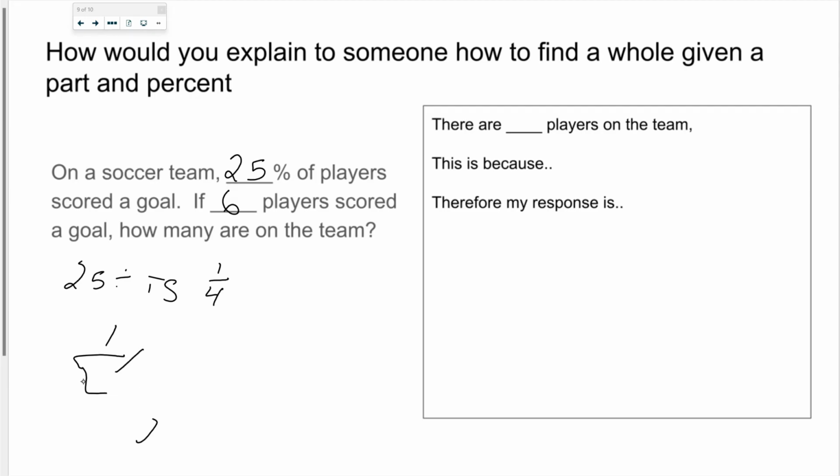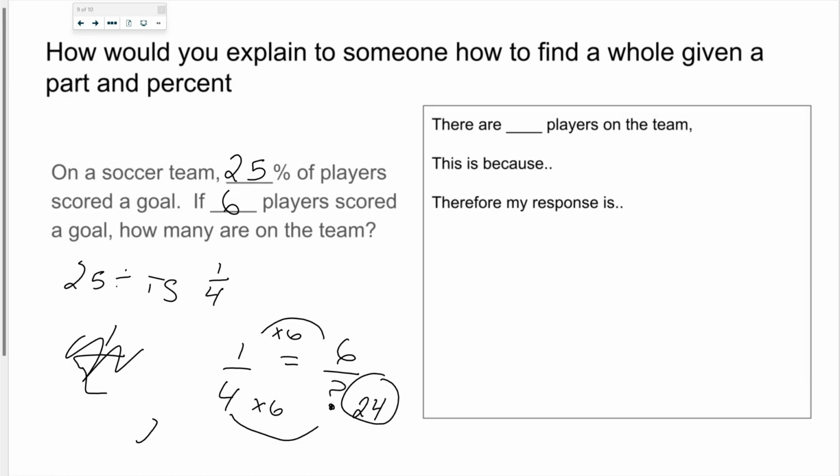Sorry about that. This drawing tool, again, is not working with me well. 1 out of 4 is 6 out of something. We put the 6 players on top because those are only the ones that scored. We want to find the total number of players. So how do we go from 1 to 6? That's right, we multiply by 6. 4 times 6 is 24 players. So there are 24 players on the team.